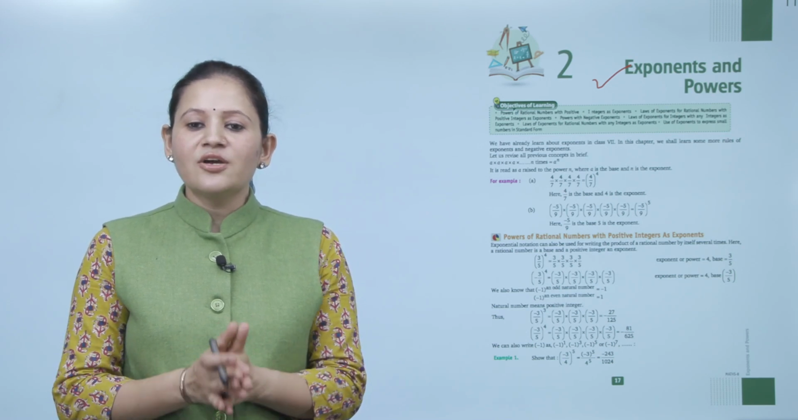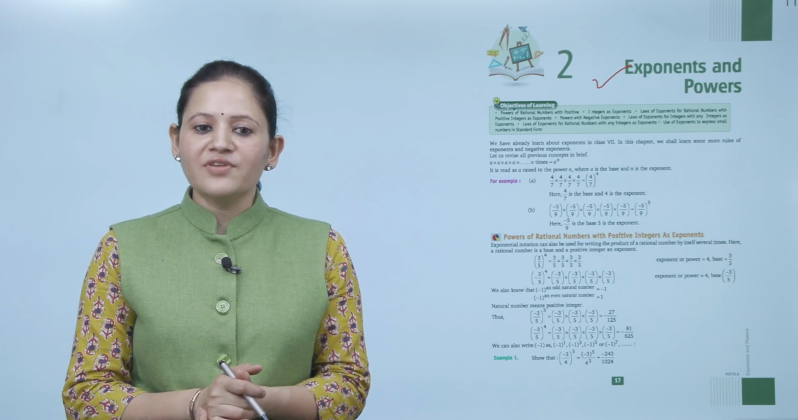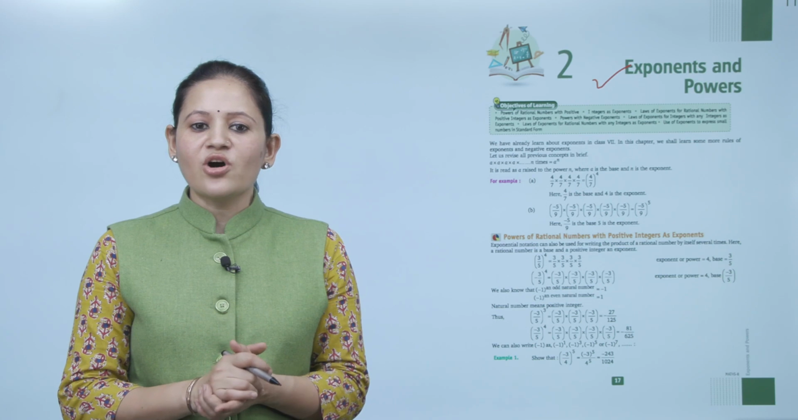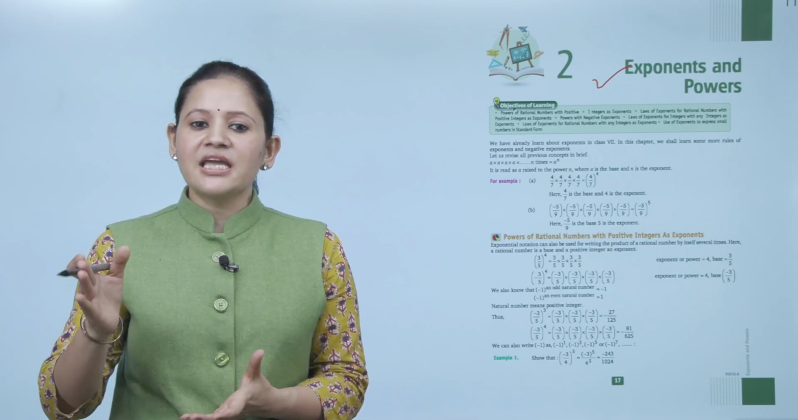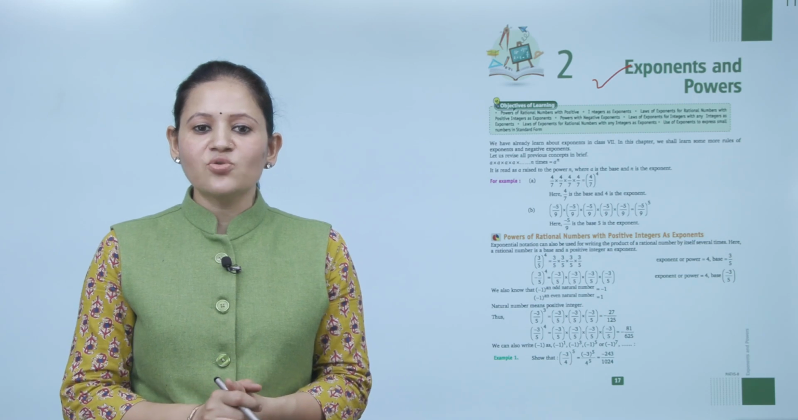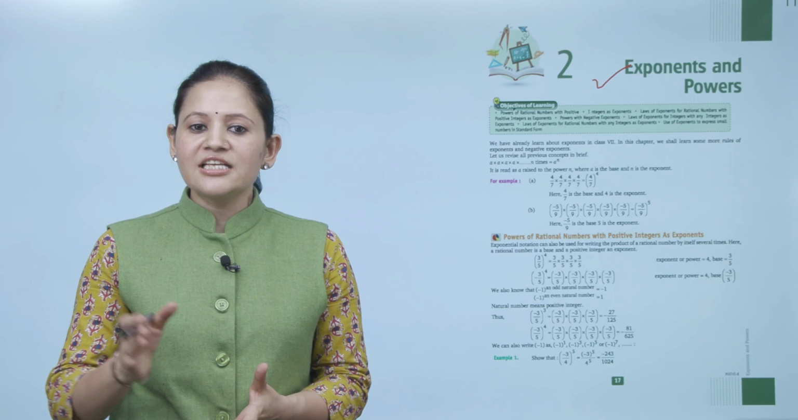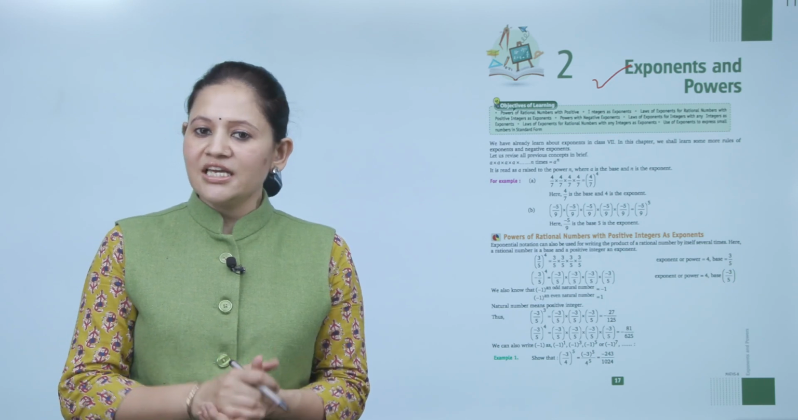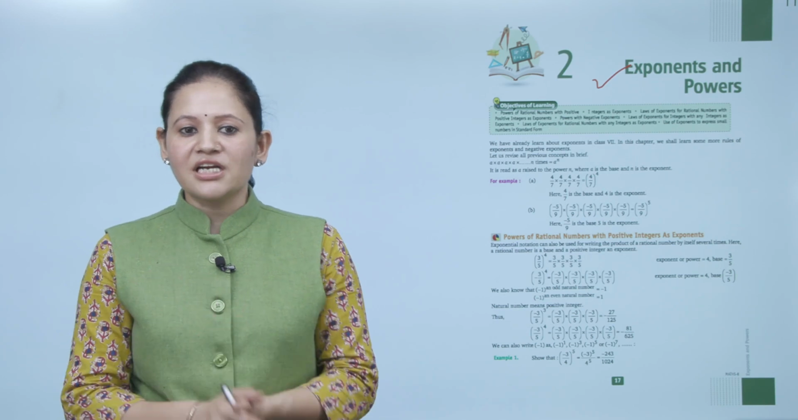In this chapter, we shall learn some more rules of exponents and negative exponents. Let us revise all the previous concepts briefly. a multiplied by itself n times is equal to a to the power n. It is read as a raised to the power n, where a is the base and n is the exponent. Here a is the base and n is the exponent.